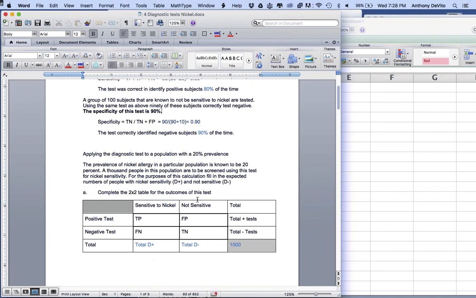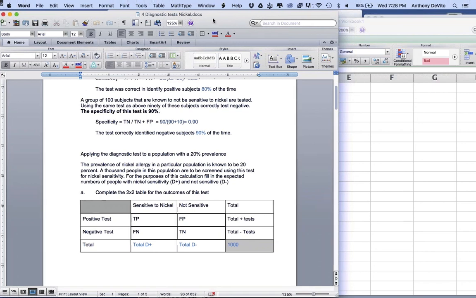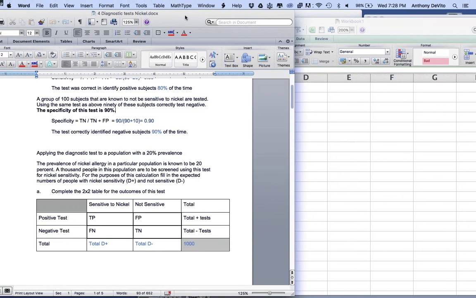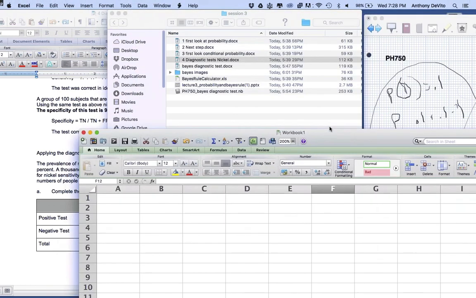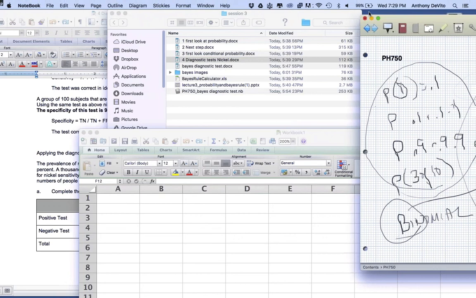Okay, so now I'm going to move on, and I'm going to actually set up a population now. I'm going to look at a population that is known to have a prevalence of nickel sensitivity of 20%. That's pretty high, but who knows? Maybe there are populations of people that have had a lot of piercings or work around nickel or something like that, where a large percentage of them are positive. So, since these numbers are pretty simple, I'm going to use this instead of Excel.